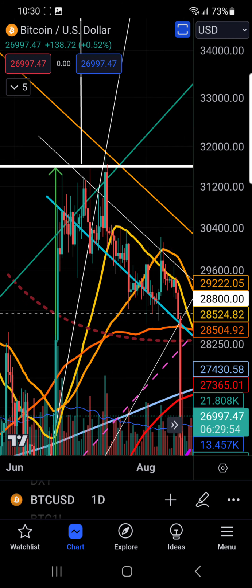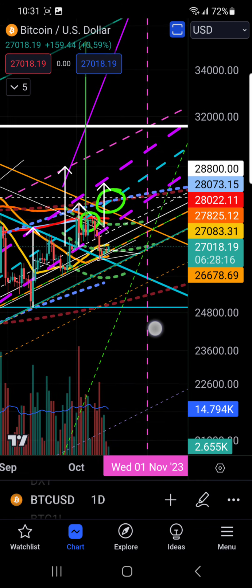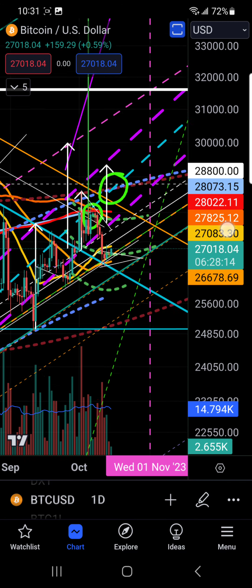So we are coming to a head, obviously. We're coming to a vertex here as these lines come together, and the last chance of being inside those lines is Friday, November 3rd. So before that time, we will be above or below those lines.